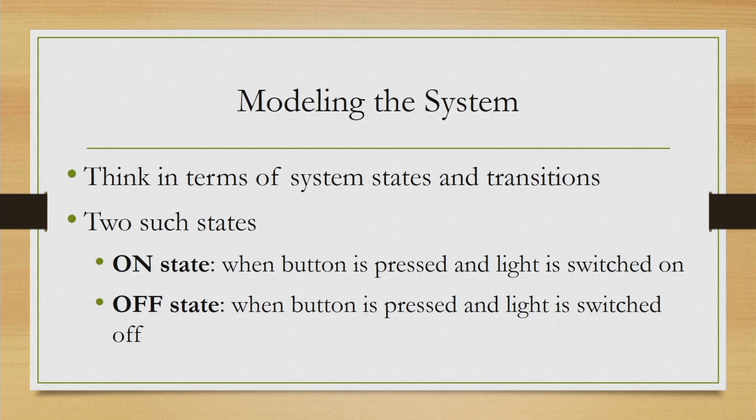So, then if I want to model this system, if I want to have a formal model of this system, what can we do? We can think in terms of the system states and the transitions between the states. Now, as you have probably noticed, there are 2 states, one is the on state, one is the off state. So, when the button is pushed and the light is switched on, we call it an on state. When the light is switched on, the system is in the on state. When the light is switched off, the system is in the off state. So, there are two states.